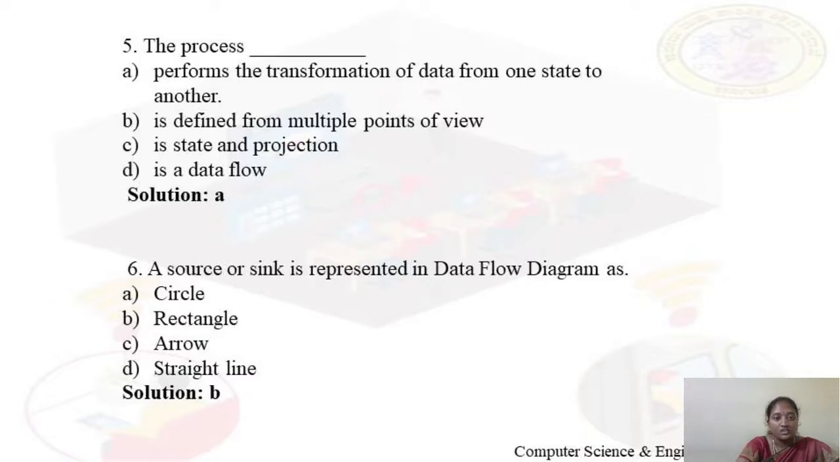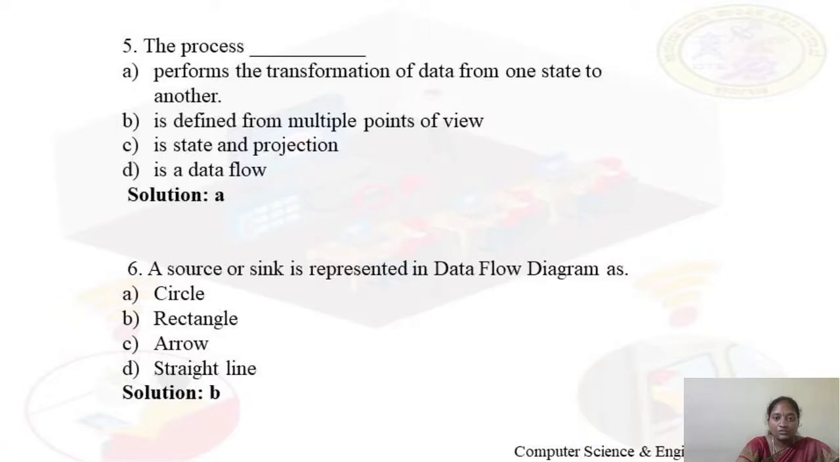Next question is, a source or sink is represented in data flow diagram as A. Circle, B. Rectangle, C. Arrow, D. Straight line. And the answer is B. Rectangle.